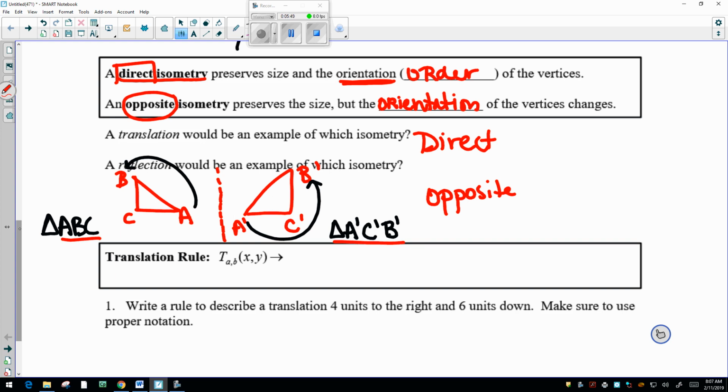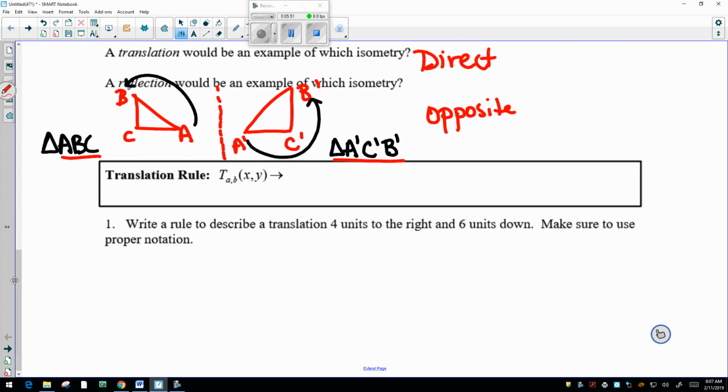Okay, so our translation rule. We kind of looked at this up above. Here's your general form of the translation rule. I have my T for translation. This is telling me how much I'm moving my X, how much I'm moving my Y. So that means in the end, I would have X plus whatever the A value is, comma, Y plus whatever the B value is. So I'm always thinking of translations in terms of adding.